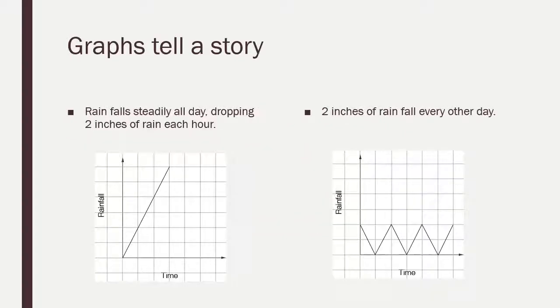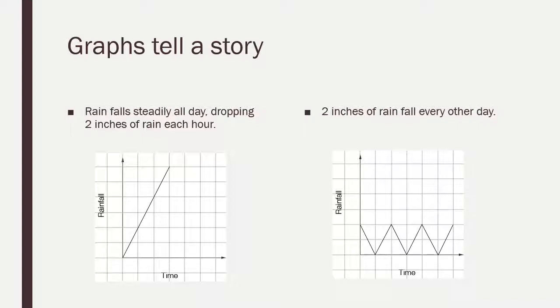Now, graphs tell a story. When we're looking at a rate of change, we know that there's a story behind these graphs. So in this case, if you saw that rain was falling steadily all day, every day, and you were accumulating 2 inches of rain every hour, that's going to be a very steep linear pattern. At the end of 1 hour, you'll have 2 inches. At the end of the next, you'll have 4. At the end of the next, you'll have 6. This sounds like a hurricane or something drastic happening.